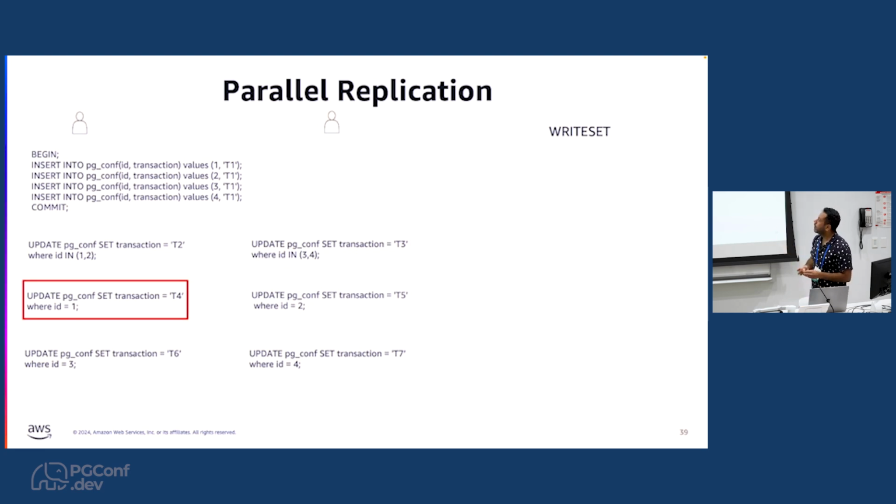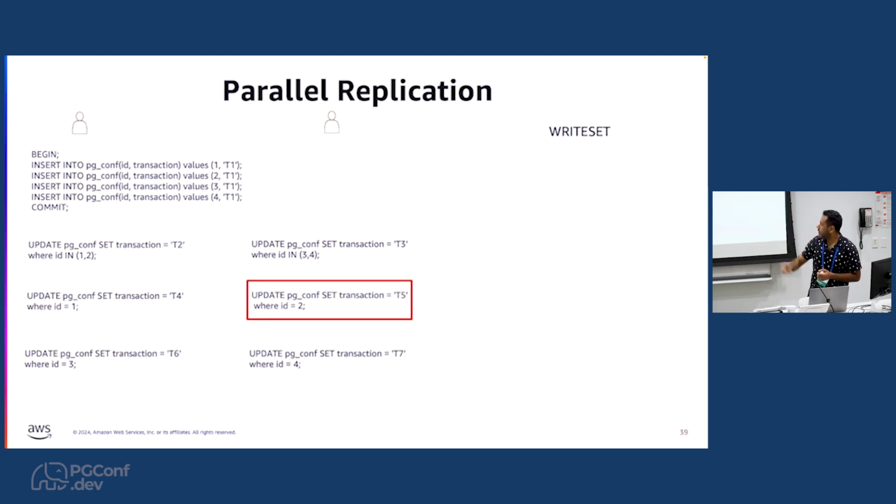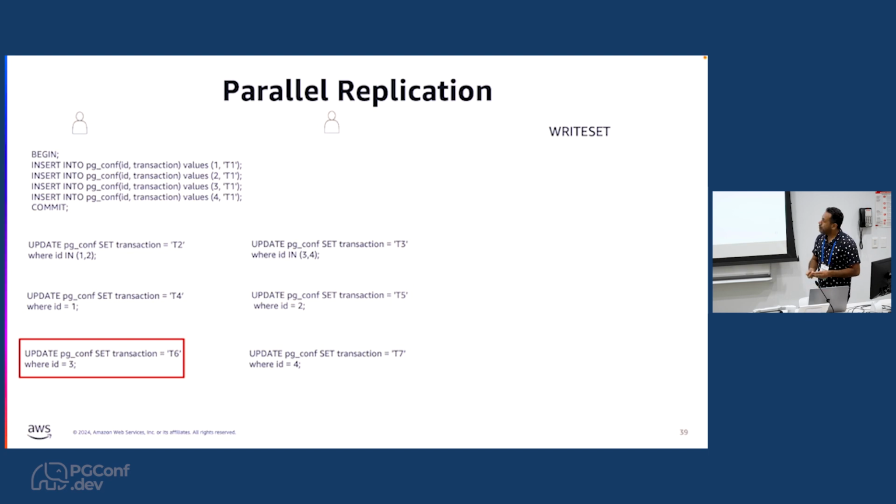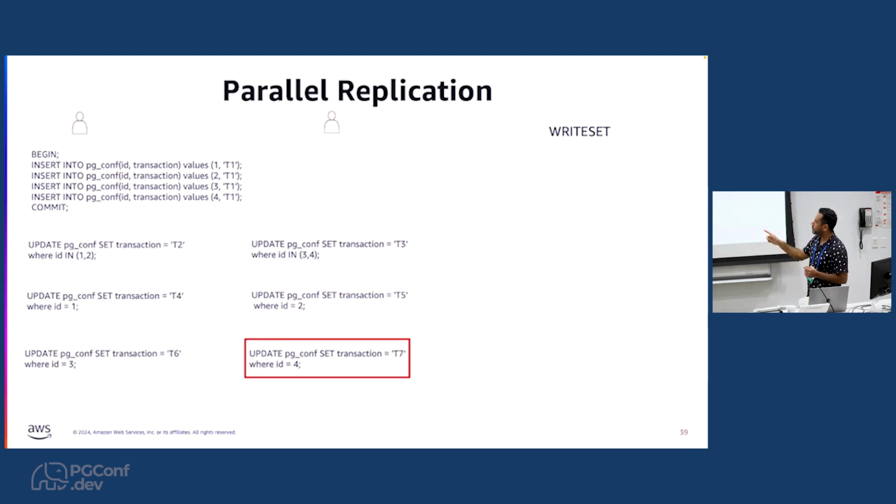Transaction T4 actually has a dependency just on T2, not on T3. Transaction T5 also has a dependency on T2, not on T3, because T3 and T5 are not modifying the same rows. And same, transaction T6 has a dependency on transaction T3, and T3 has a dependency on T1. T7 has a dependency on T3 as well, which has a dependency on T1.